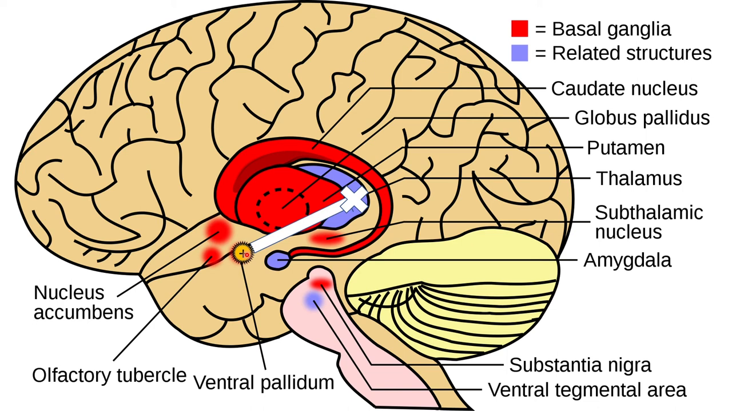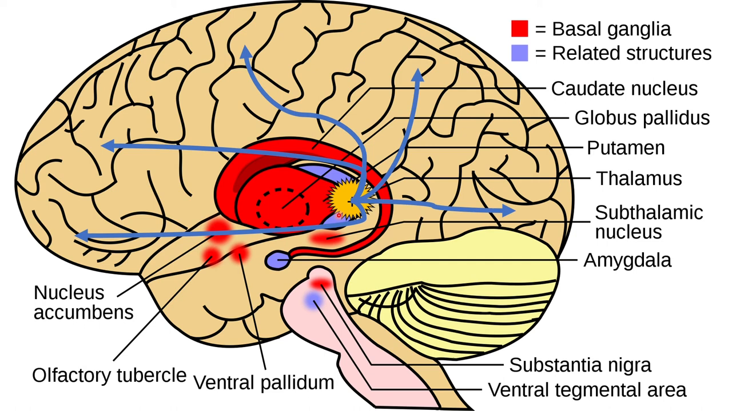So what is going to happen? Well, that thalamus is going to light up. It's going to turn on. It releases the brakes. It's not inhibited by the ventral pallidum anymore. So what is the thalamus going to do? It is going to send signals to the cortex. And this is where things get really interesting.